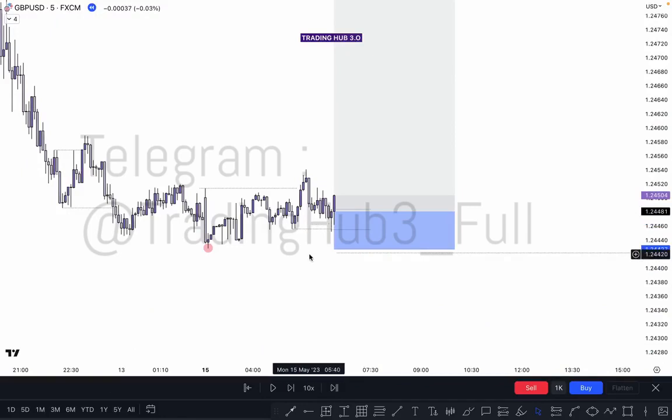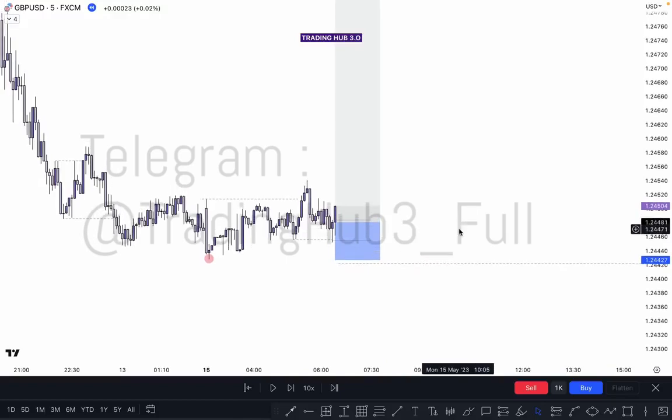But this type of entry is applicable when the market has taken out the inducement or either taken out the major high or low, right? So here the market taken out the inducement and then we can buy. So let's see what happened next after this one.